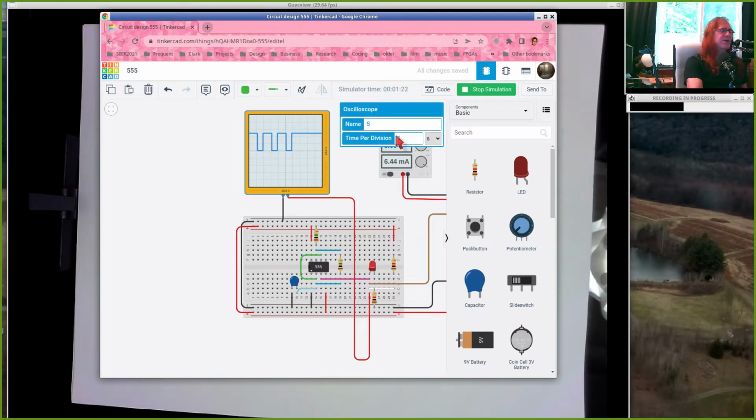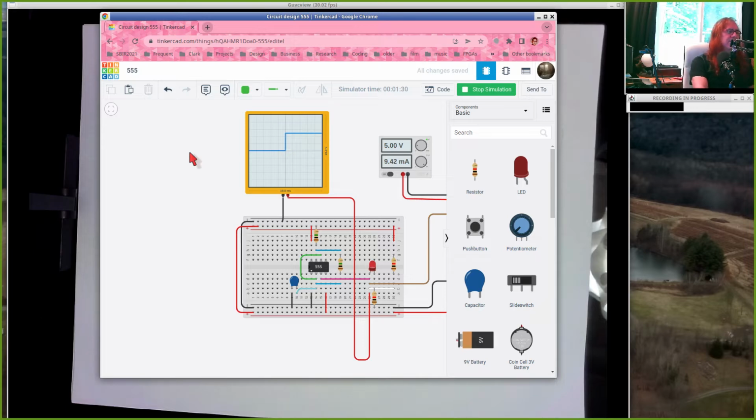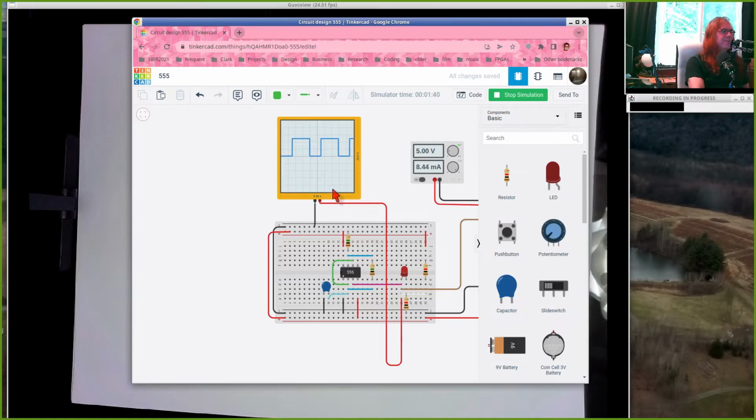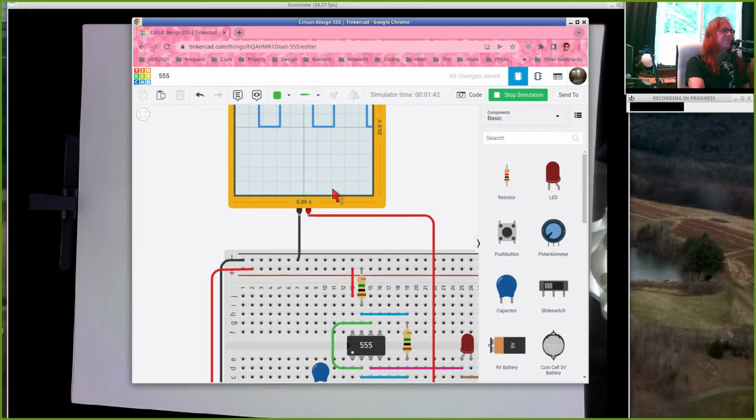So let's try this with, instead of a second, let's do half a second. So let's do 500 milliseconds. And give it a second to stabilize. And now we got something pretty close to what we were drawing here. Right? So I might zoom in on this.